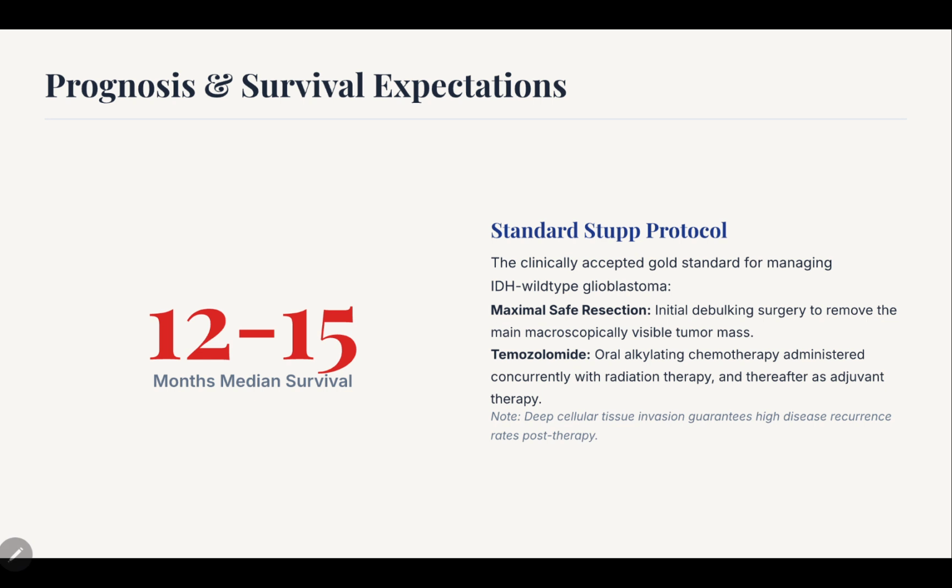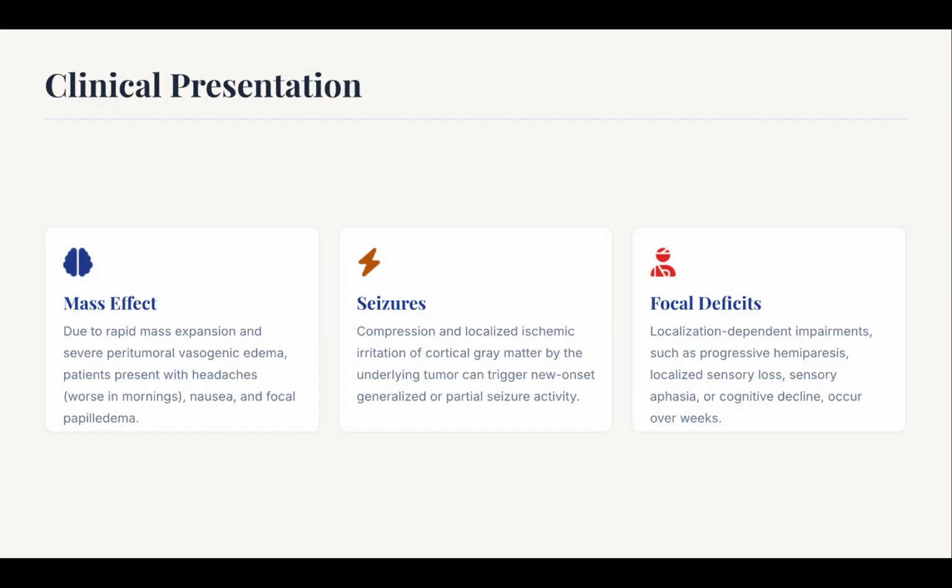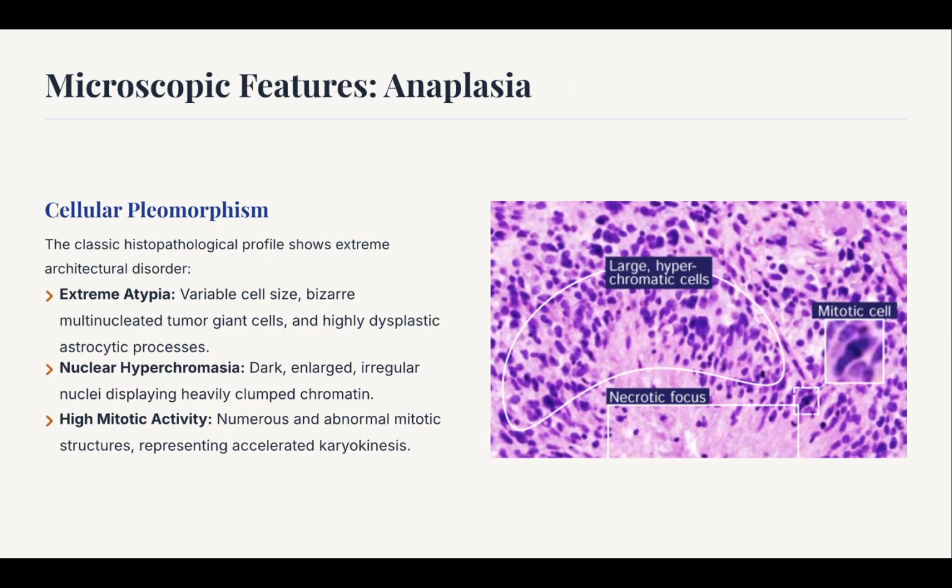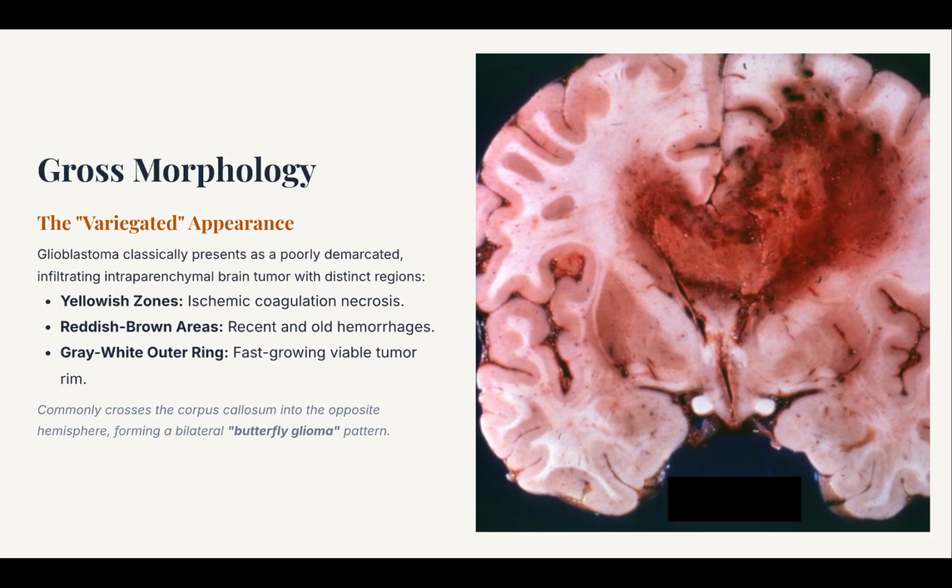This is about glioblastoma. Now, let's revise the microscopic and gross features of glioblastoma, which may be asked in the exam. This is the gross feature of glioblastoma: the variegated appearance. Glioblastoma classically presents as a poorly demarcated infiltrating intraparenchymal brain tumor with distinct regions of yellowish necrotic zones, reddish brown areas where there are recent and old hemorrhages, and a grey white outer ring where there is a fast growing viable tumor rim.